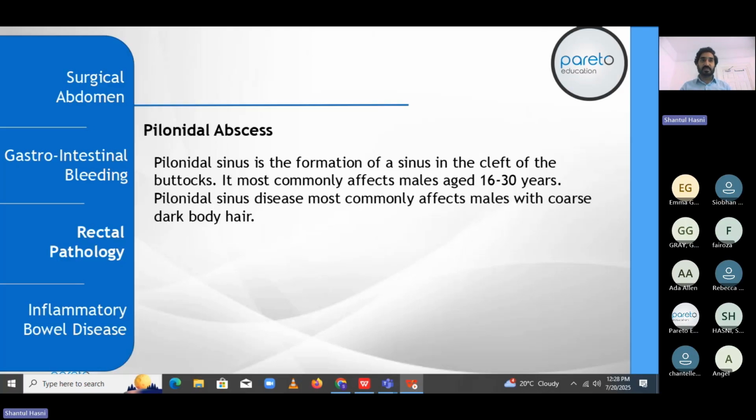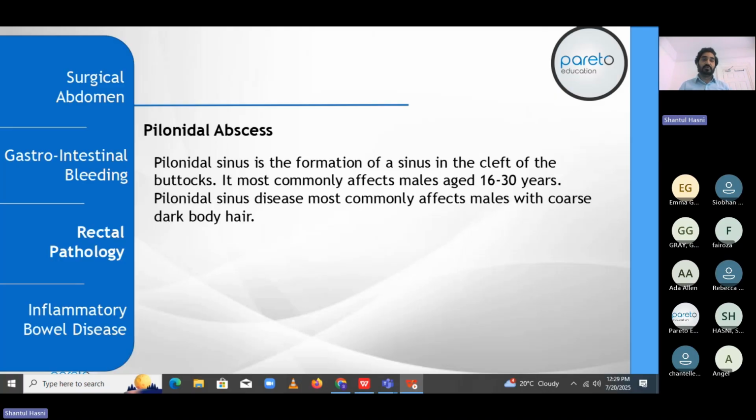So the sinus forms and then the sinus gets blocked. You get an abscess. The abscess pops. The cavity is still there. It gets blocked again. You get another abscess. So it's kind of a vicious cycle between pilonidal sinus and abscess formation, and then it just never goes away.